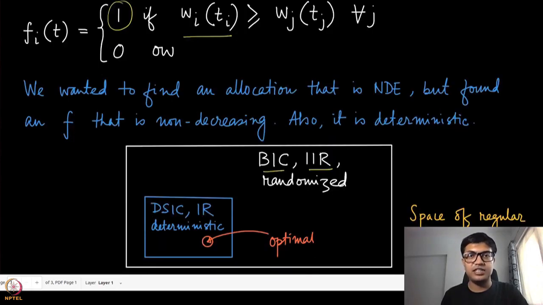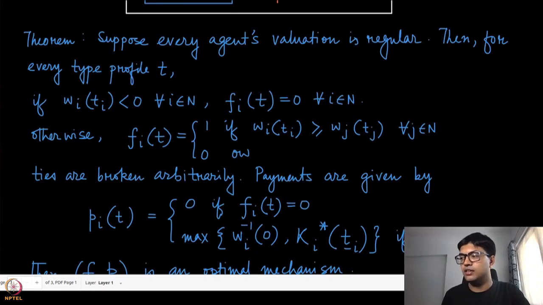It is individually rational. So this is not merely interim individually rational; for any distribution, any prior, this is going to be individually rational. And also DSIC, because the mechanism that we found is not only non-decreasing in expectation, it is actually non-decreasing. So according to the first result of Myerson's characterization, we can conclude that this mechanism is dominant strategy incentive compatible. So we found a mechanism which is much stronger within a larger class of mechanisms. As this picture shows, in the class of BIC, IIR and randomized mechanisms, there is a smaller subclass which are DSIC, IR and deterministic, and our optimal mechanism incidentally lies in that smaller set.